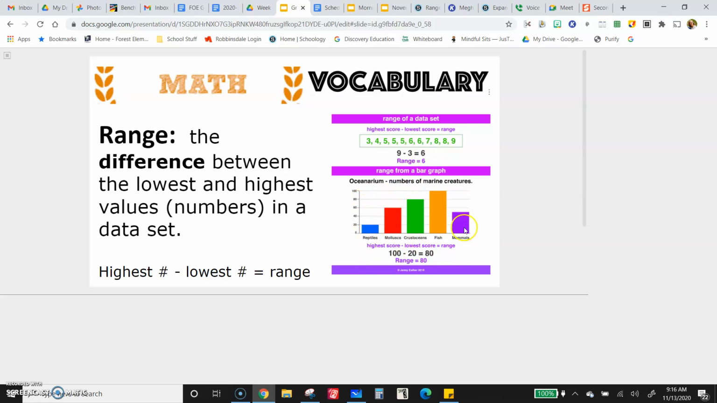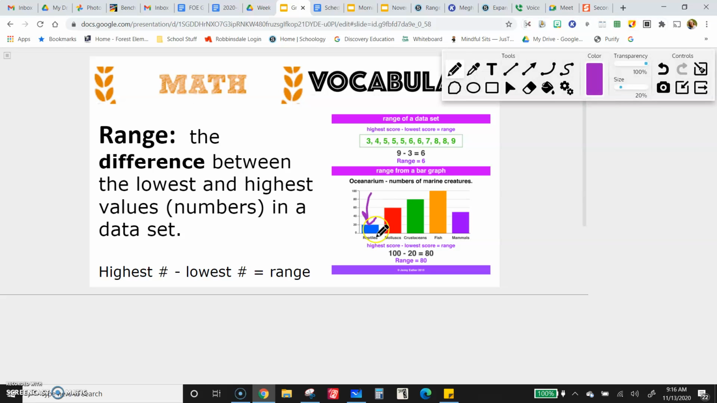Here we have a bar graph. We can find range from a bar graph if we look and say, okay, the lowest number is right here at 20. The highest number is up here at 100. So to find the range, we subtract the biggest minus the smallest.